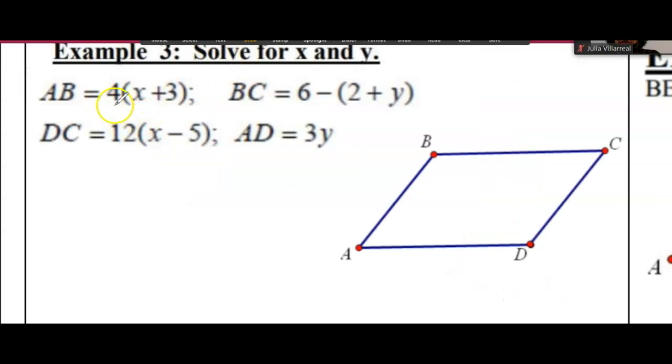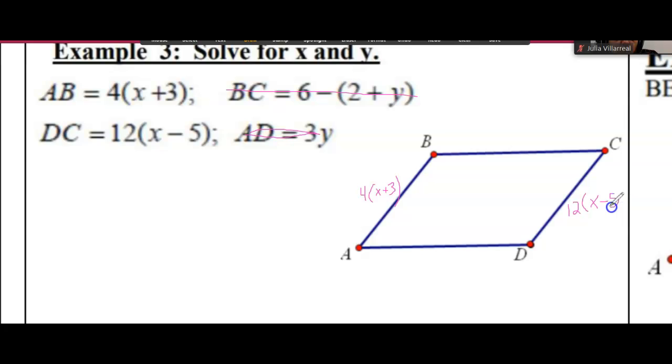Okay, so now this one, we are not talking about angles. Now we're talking about segments. See how this is AB? So the side AB is 4 parentheses x plus 3. So that's what this side is. So I'm going to write it there. And we're not going to do this one, and we're not going to do this one here. So you could cross yours out. We're just doing these two sides. So DC is equal to 12 times quantity x minus 5.